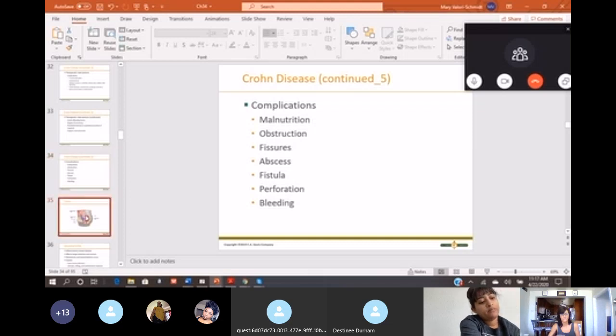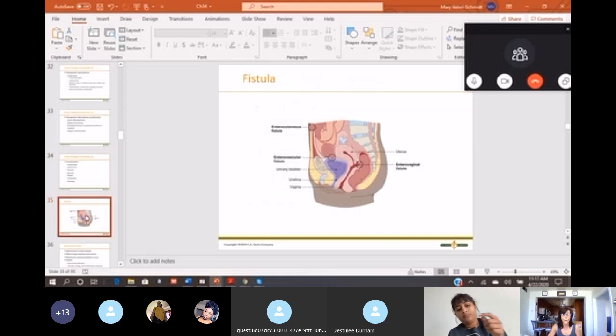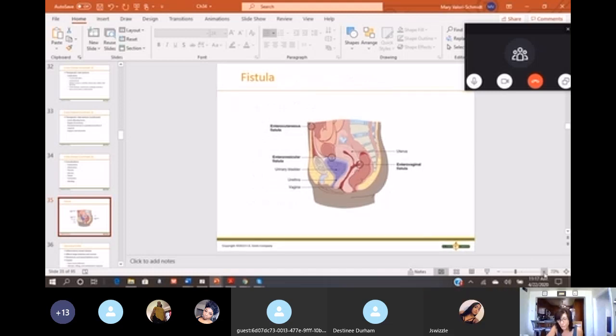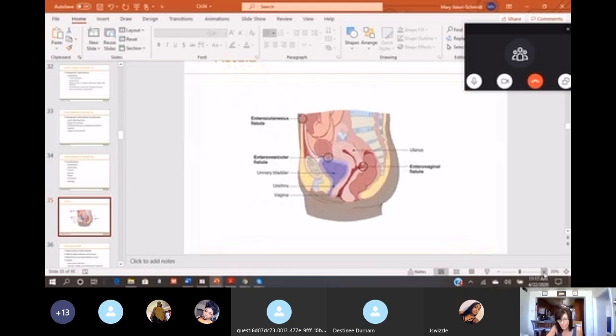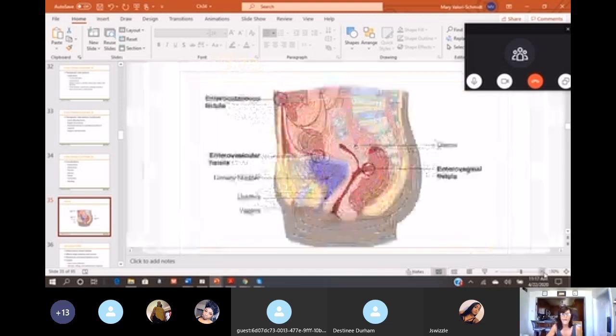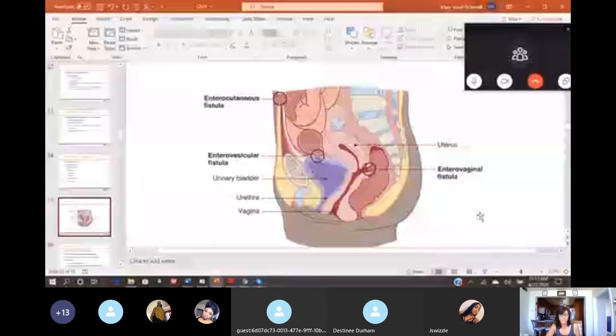Let me try to show you what I mean. This is a picture of fistulas, different areas. I don't know if in this you can see it well, but you'll have the PowerPoint to look at, and I'm going to make this bigger. So this is a side view, transverse view of a female patient.